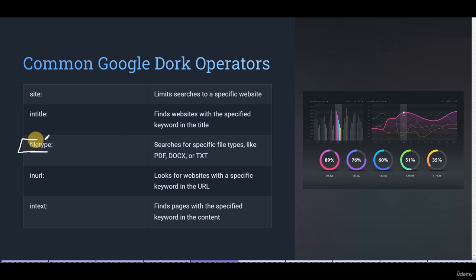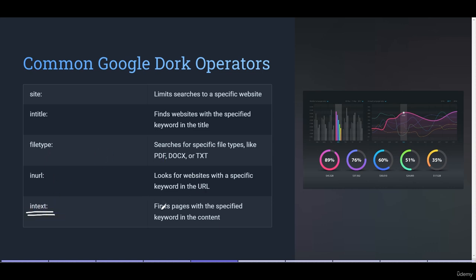Then we have file type. This is also a very important operator. We can search for specific file types like PDF, docs, txt, and remember that this PDF file type can disclose some confidential information which can be reported to the bug bounty programs. Then we have in URL. It looks for websites with a specific keyword in the URL. This is kind of the same as site. There is just a little difference between them.